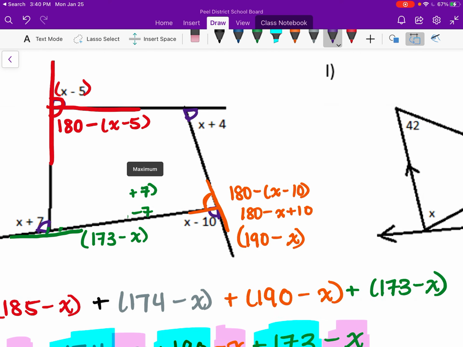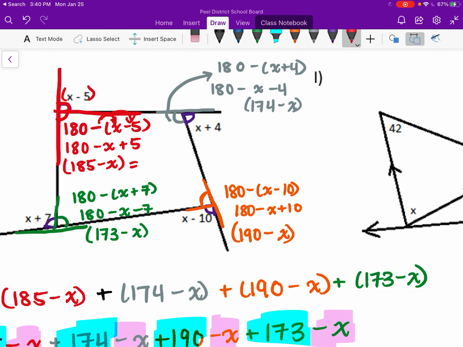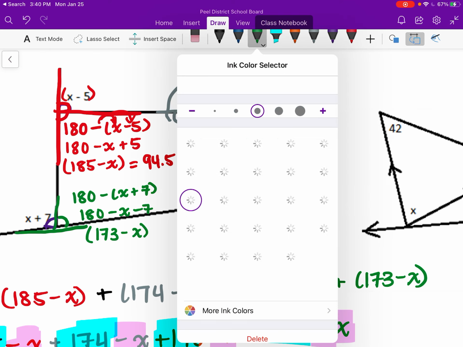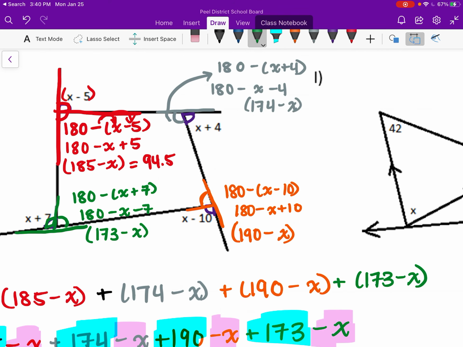I'm just going to go in here. 185 minus 90.5, because I know what x is. So this is 94.5. I'm going to do 173 minus 90.5, and that's going to give me, I want to find out what this outside angle is right here. This one out here. Sorry, I'm looking for the outside angle, so I don't need to go inside and solve the inside angles. That's a waste of my time. So let's find this one.